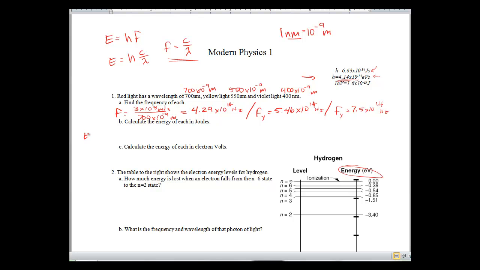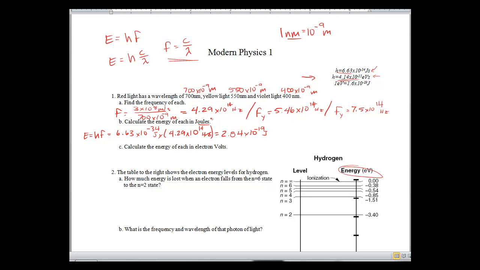To get the energy, energy is equal to H times the frequency. This time, though, because we want energy in joules, we have to use the top one, joule seconds. So it's going to be the Planck's constant, 6.63 times 10 to the negative 34 joule seconds times 4.29 times 10 to the 14th hertz. Seconds and hertz, which are 1 over seconds, go away. And for the red light, our energy comes out to be 2.84 times 10 to the negative 19th joules.